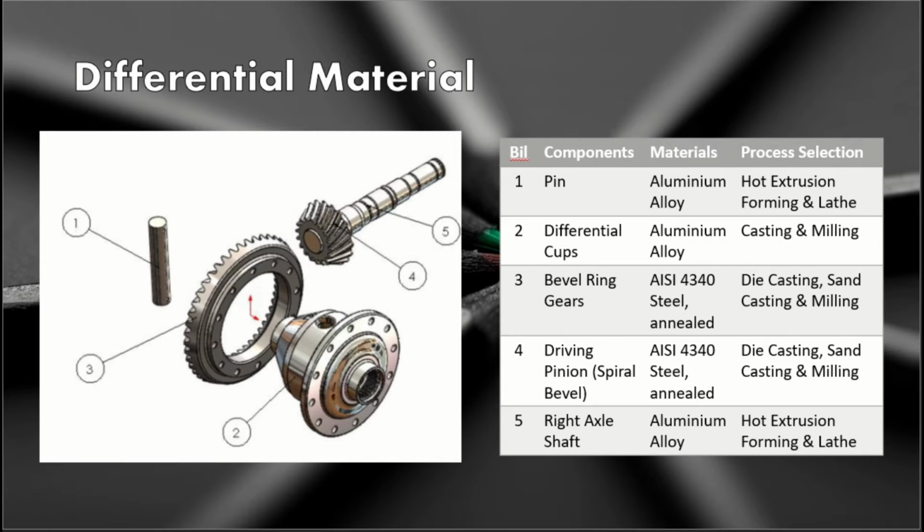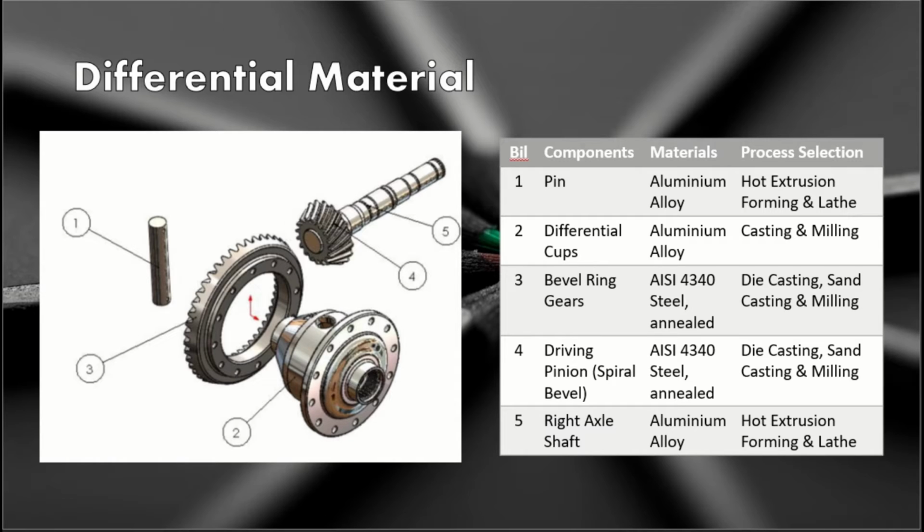The material for the pin, differential cup, and right axle shaft is aluminum alloy. The reason I choose aluminum alloy is because it has certain strength, is light in weight, and is not applied on the core motion energy transmitting part. For the bevel ring gear and driving pinion, I will choose AISI 4340 steel annealed material because it is high in strength and suitable for high torque and high RPM applications, which are the characteristics a gear needs.